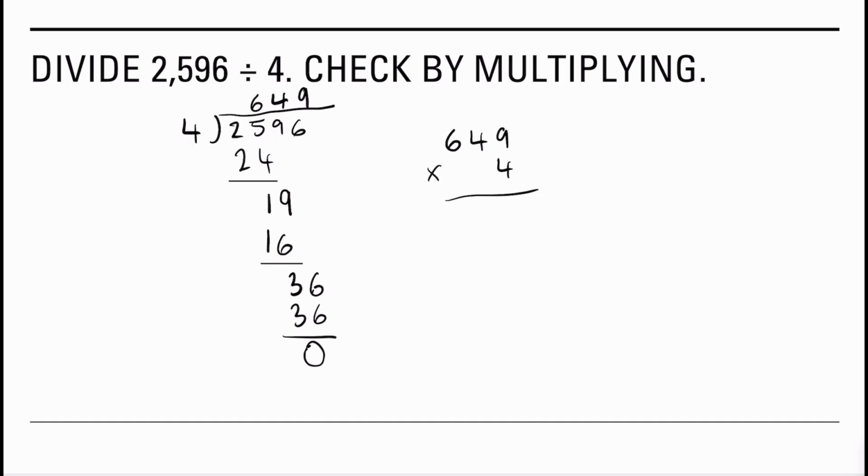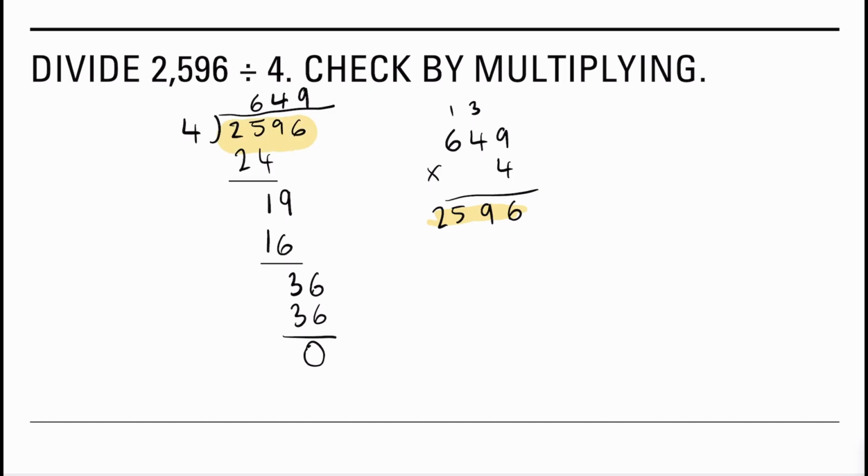So we go 4 times 9, which is 36, carry the 3, 4 times 4, which is 16, plus 3, which is 19. Then we carry the 1, and then we go 4 times 6 is 24, plus 1 is 25. And so we should always find that we get back the same number, and so this should be equal to the dividend, which in this case it is. So we know that we've done that correctly.